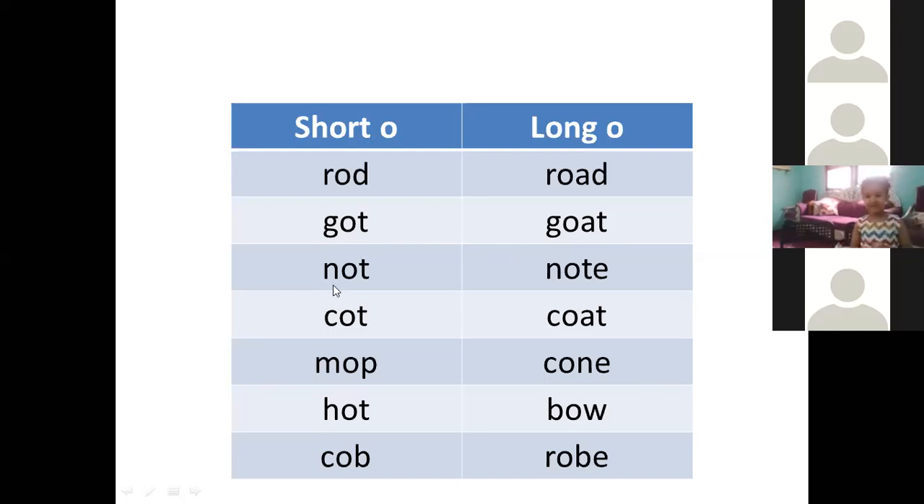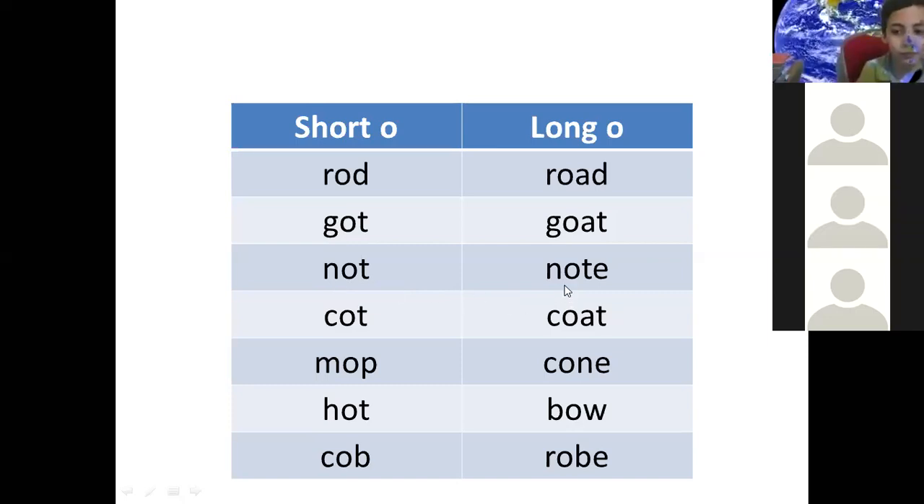Jori, read with me here. What is this? With a short sound, just one vowel. Not. And here, what is this? Can you read? Note. So it's not, note. Short O, long O. Excellent.